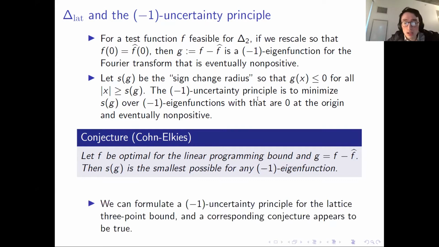And I'll just assert that you can also formulate a -1 eigenfunction uncertainty principle for this lattice bound. And we have some numerical evidence that a corresponding conjecture appears to be true.